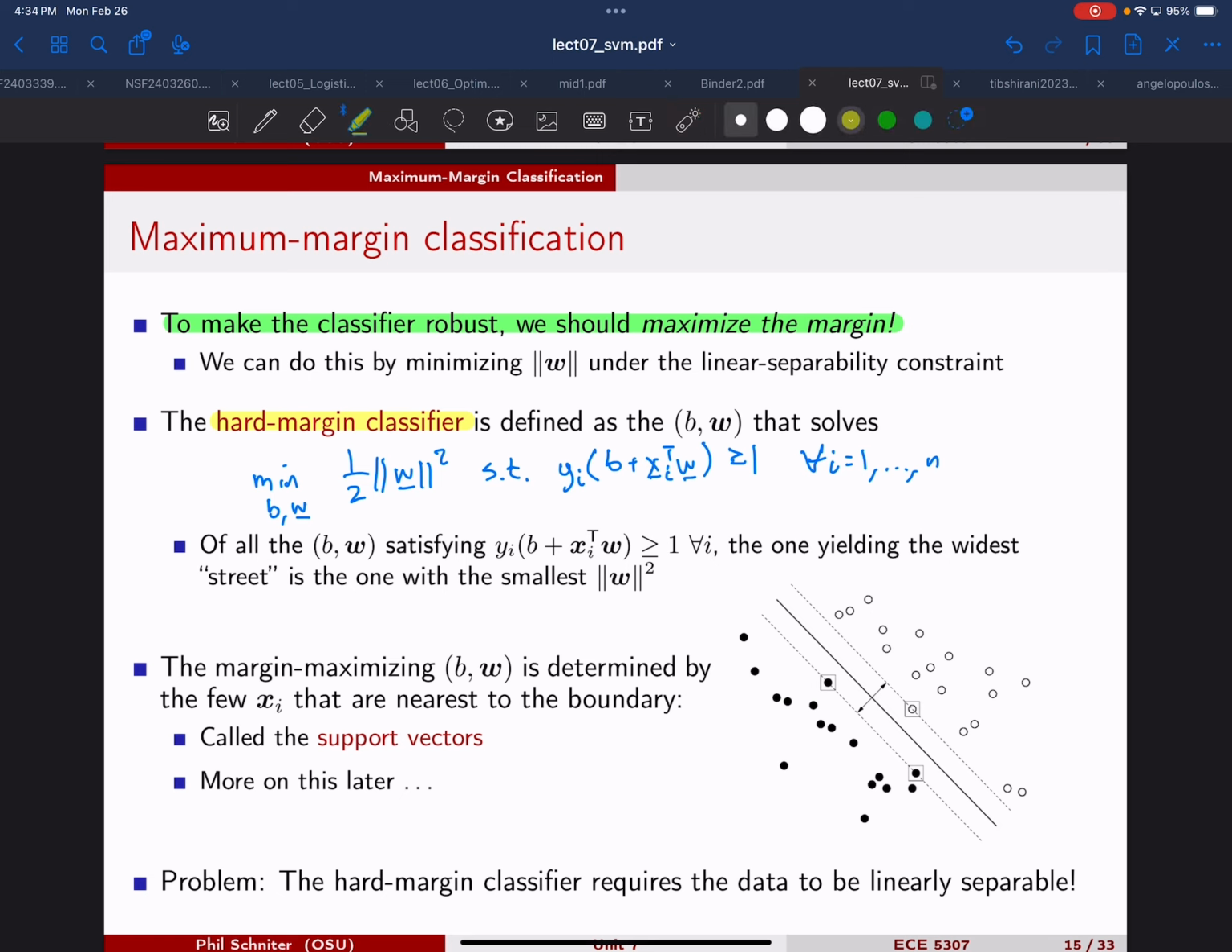So the design is determined by the few training x that are nearest to the boundary, and we give these the name support vectors. Those 3 points are the support vectors. Okay, so we see this graphically. We'll come back and prove that, yes, there's a finite number of points that determine the design. But for now, you can see it at least graphically.